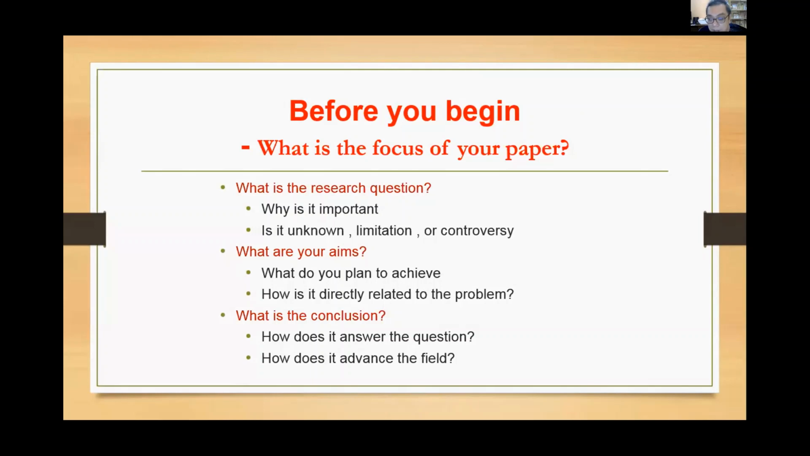And what is your aim? What's the objective? What are you trying to achieve? You should ask yourself what you plan to achieve, and how is this directly related to the problem? Your objective should relate to your problem statement. Just like your thesis writing, you should have a problem statement and know the objective you want to achieve. Okay. The conclusion is always answerable to your research objective or research question.